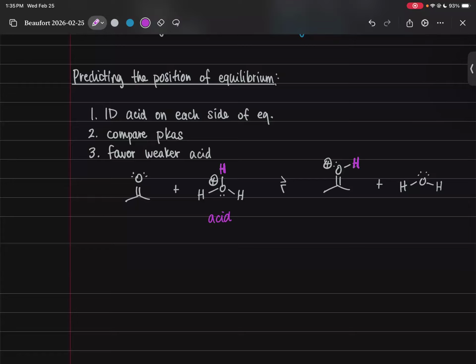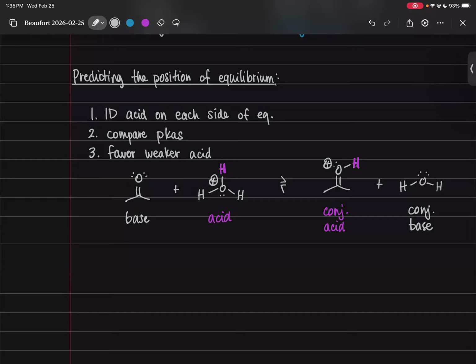The acid always has that pink proton on it. So the base is a proton acceptor. Yep, it's accepting a proton from the acid. And the acid is a proton donor. It's donating its proton to the base.